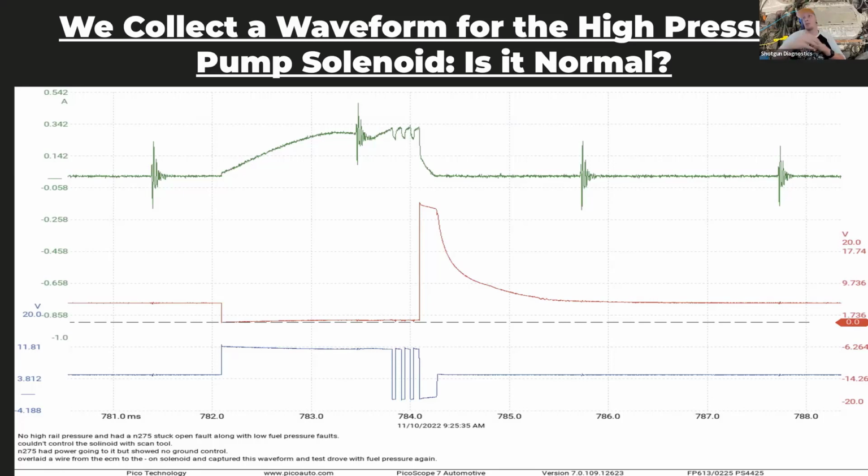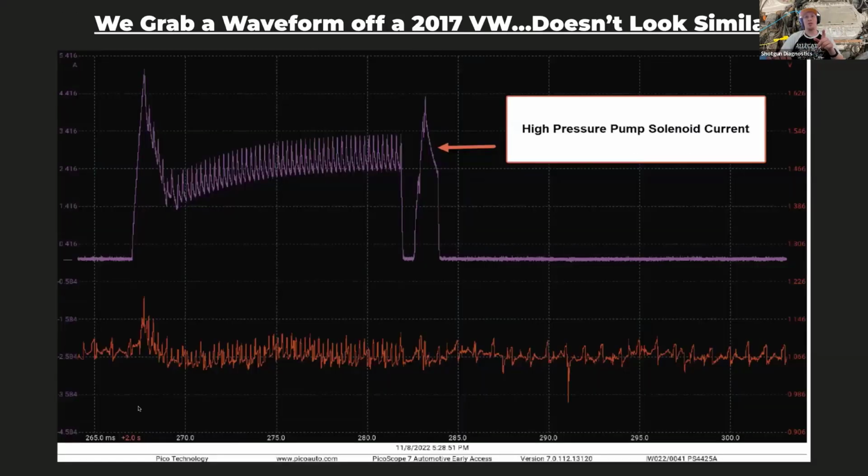The voltage doesn't look so weird to me, but the current is very weird to me. I was expecting much higher kick when it first engaged. This was when it was key on engine off self-test. So then here's the signal from the one I had, with rail pressure versus high pressure pump current. You can clearly see it's modulating in a completely different way.